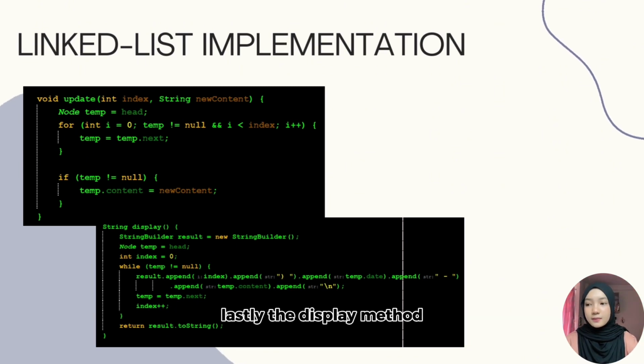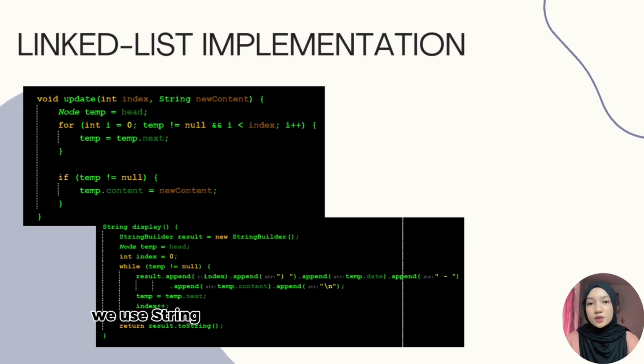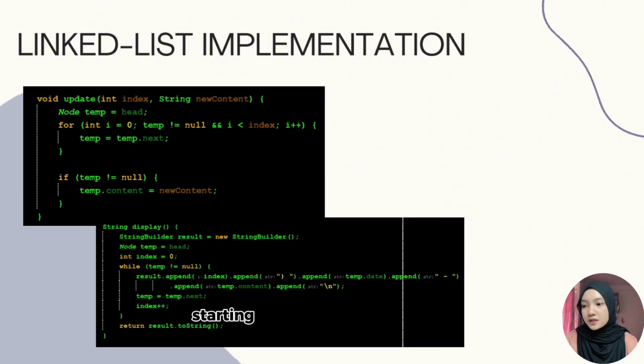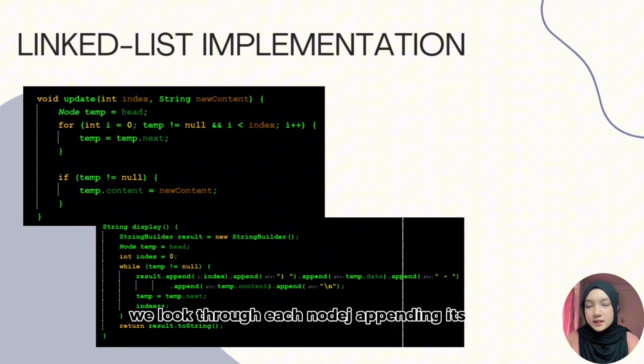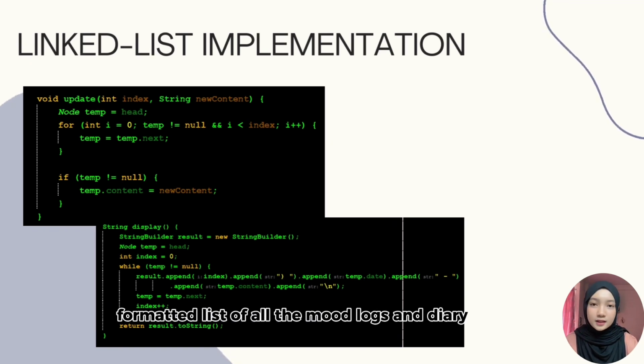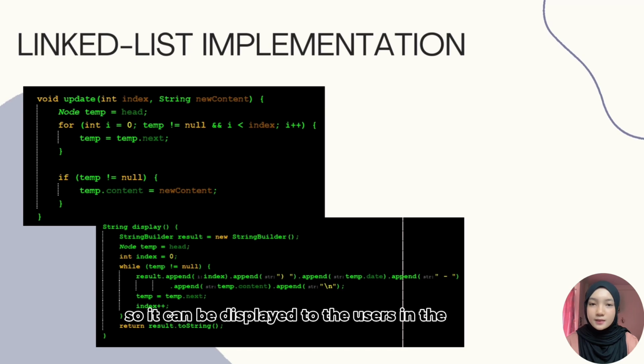Lastly, the display method. It is how we show the entire linked list to the user in a readable format. We use StringBuilder to build the output string efficiently. Starting from the head of the list, we loop through each node, appending its index, date, and content to the result string. This way, the user gets a clear, formatted list of all the mood logs and diary entries. Finally, the method returns the string so it can be displayed to the users in the program.